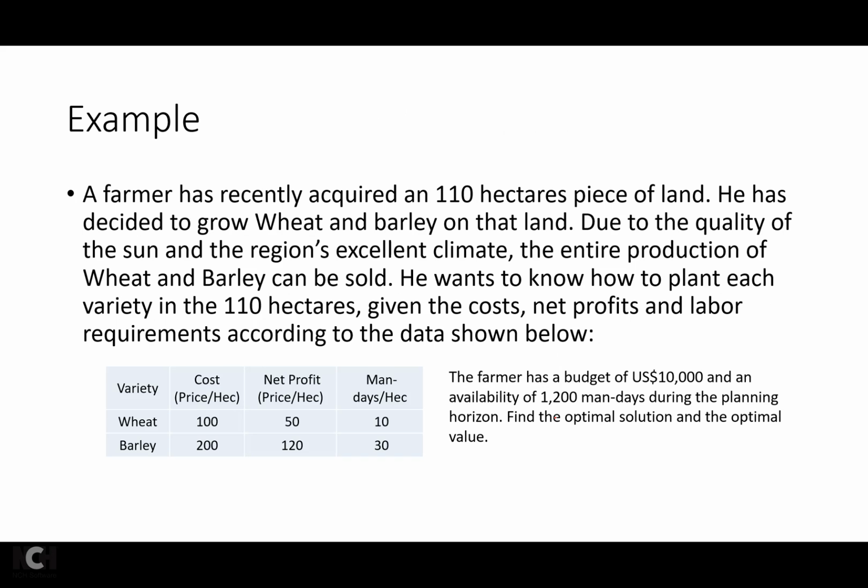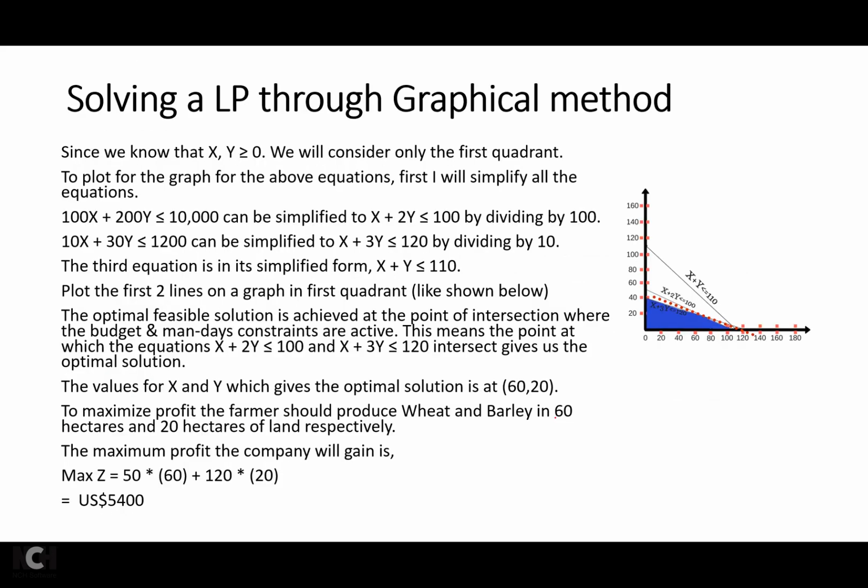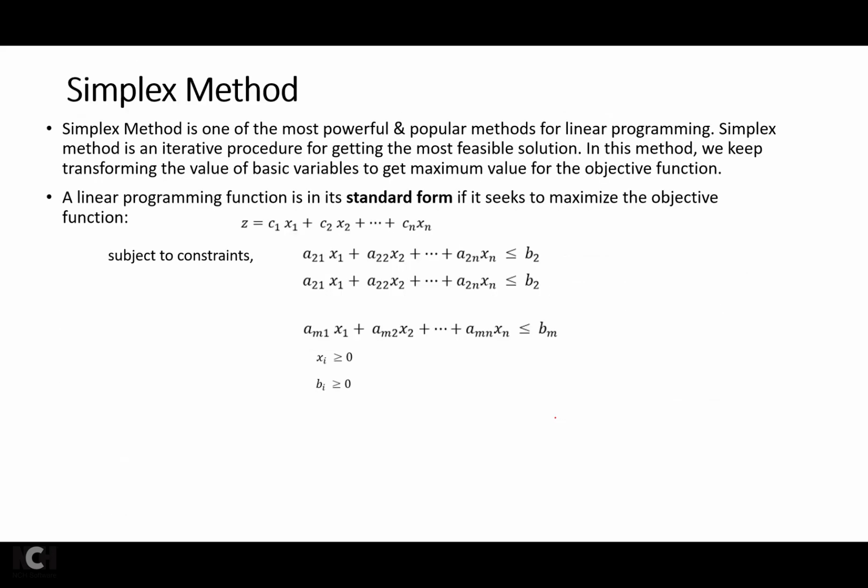This is another example. If you are interested, you can take a look at the slides later, and we just skip that. Then this method can be generalized as the simplex method. The simplex method is one of the most powerful and popular methods for linear programming. It is an iterative procedure for getting the most feasible solution. In this method, we keep transforming the value of basic variables to get the maximum value for the objective function.